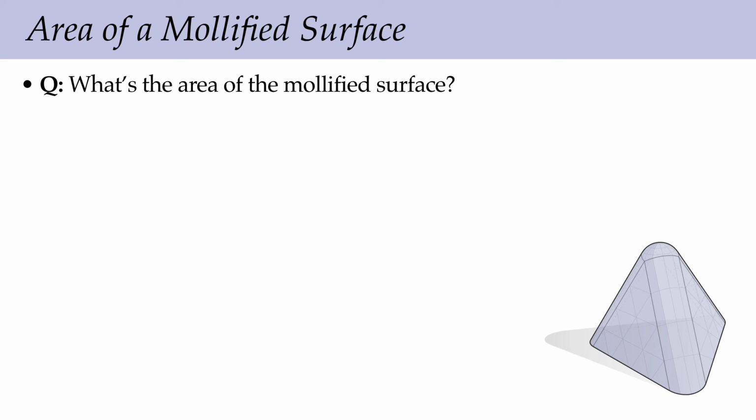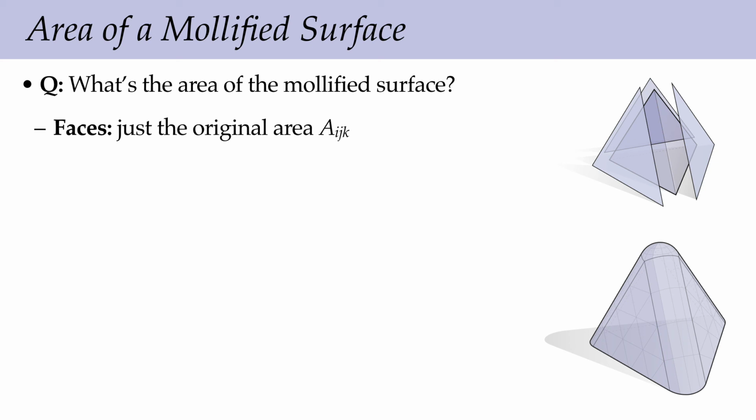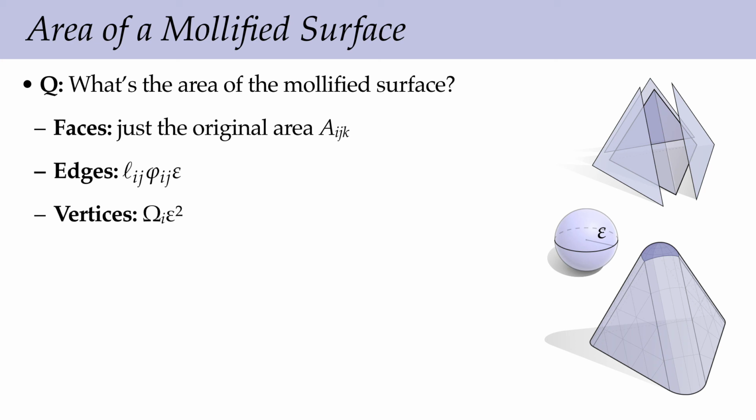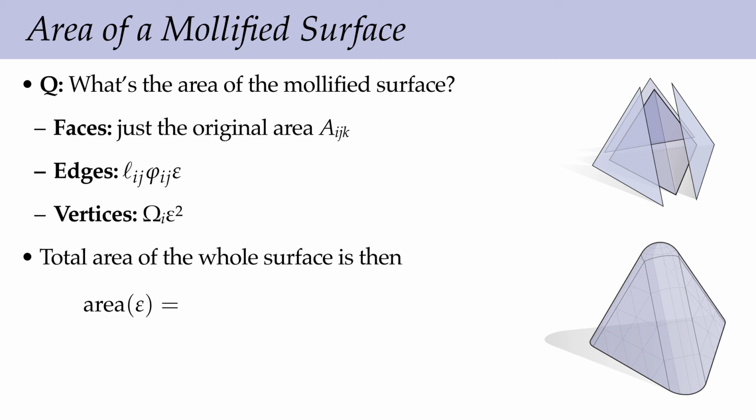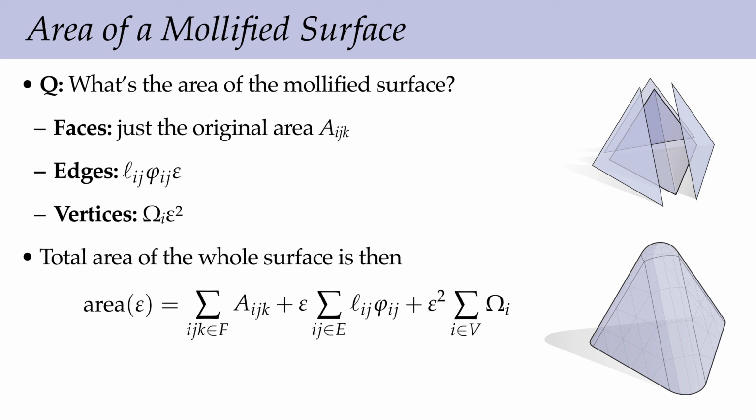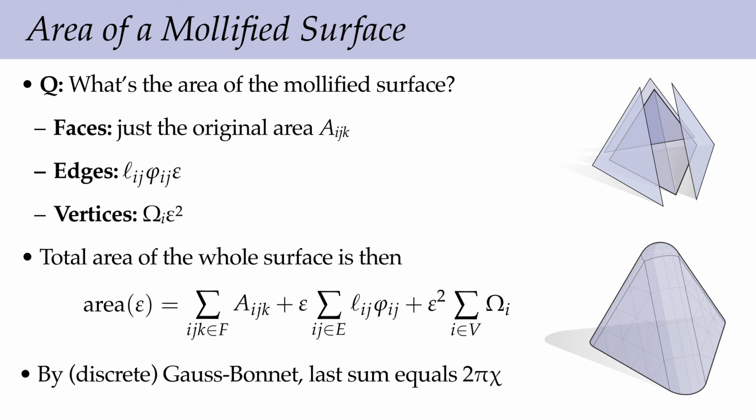Well, the faces have their original area. They just got pushed out some distance. The edges, we've already computed the area. It's the length, Lij, times the dihedral angle, phi ij, times the radius, epsilon. The vertices have area omega I times epsilon squared, where epsilon, again, is the radius of our ball. And so what that means is that the total area of the whole surface is the sum over all the faces of the original triangle areas, plus epsilon times the sum over edges of edge lengths times dihedral angles, plus epsilon squared times the sum of all the angle defects. And if you want, you could simplify that last term using discrete Gauss-Bonnet to just 2 pi chi.